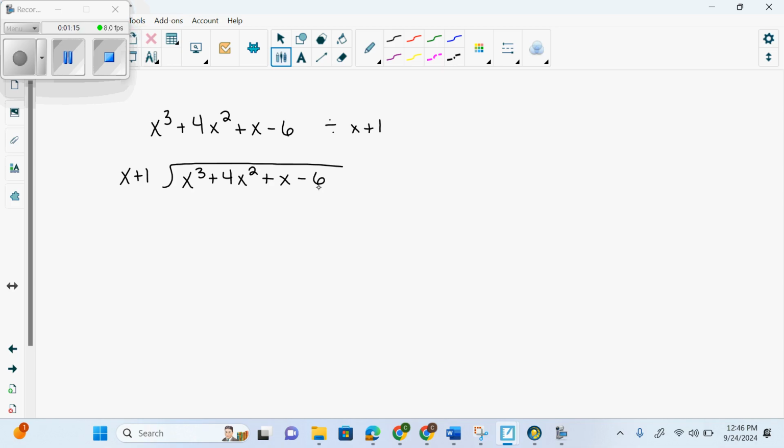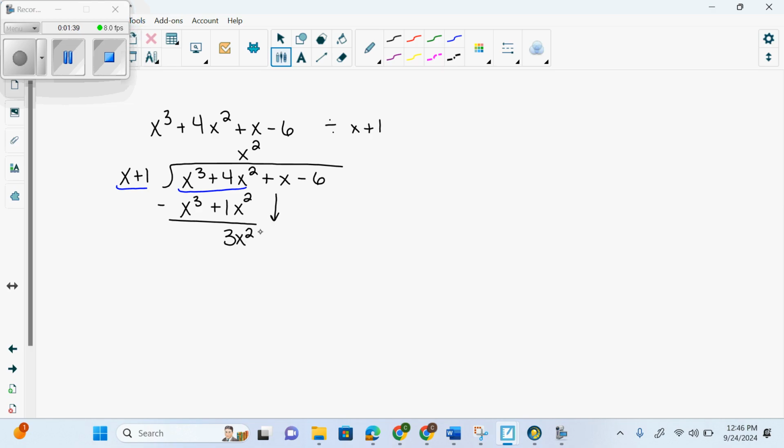But anyways, if I lose you, it's okay. We're going to look at x cubed. And I'm going to say x times what gets me x cubed? X squared. So I put an x squared up here. I go x times x squared is x cubed. X squared times 1 is 1x squared. And then because it's long division, I subtract. And those cancel, and I get 3x squared.